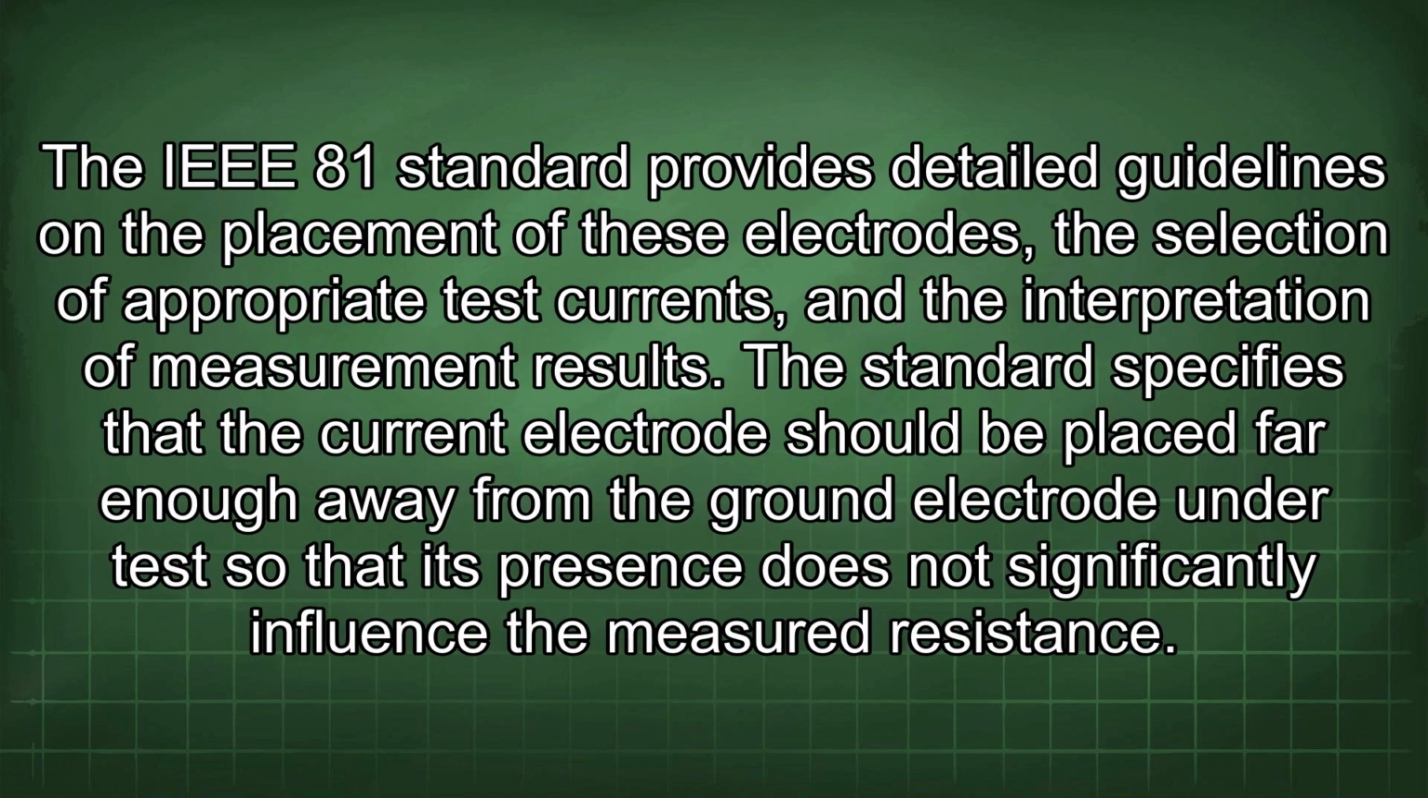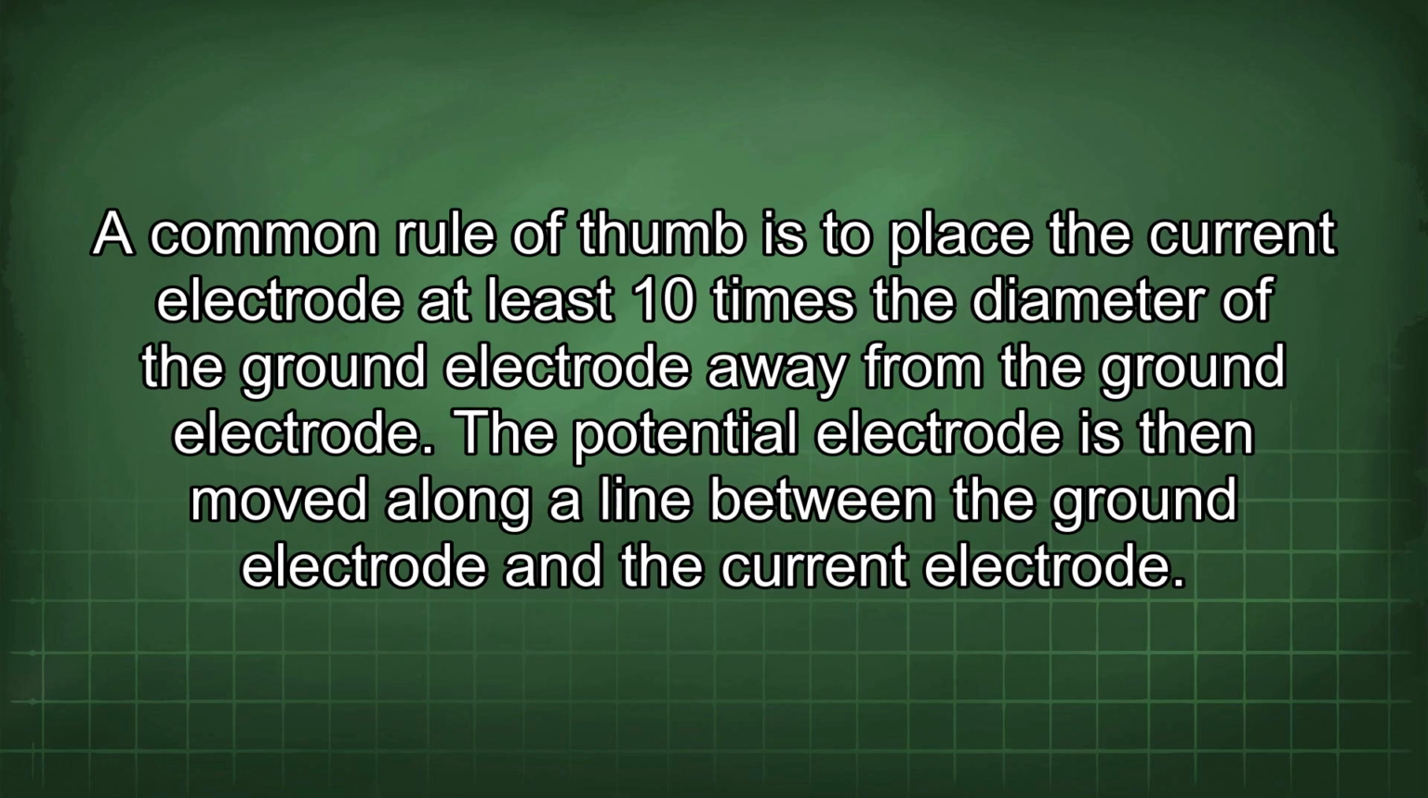The IEEE 81 standard provides detailed guidelines on the placement of these electrodes, the selection of appropriate test currents, and the interpretation of measurement results. The standard specifies that the current electrode should be placed far enough away from the ground electrode under test so that its presence does not significantly influence the measured resistance. A common rule of thumb is to place the current electrode at least 10 times the diameter of the ground electrode away from the ground electrode.